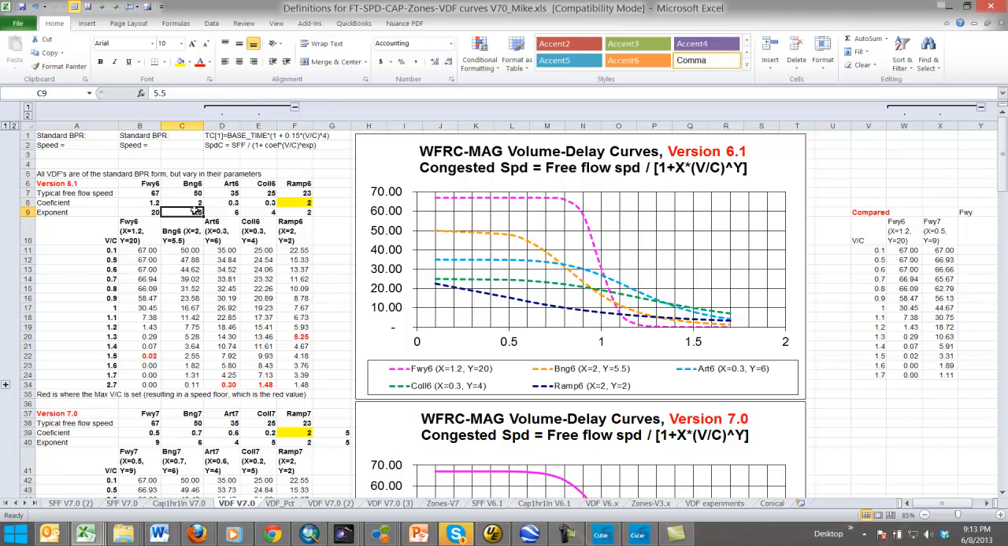So you could experiment with all of these a little bit, and you can just look over here in the chart and see the speeds changing. So that's a little bit about the volume, and this is called a volume delay function, or volume delay curves. And that's enough of this one.